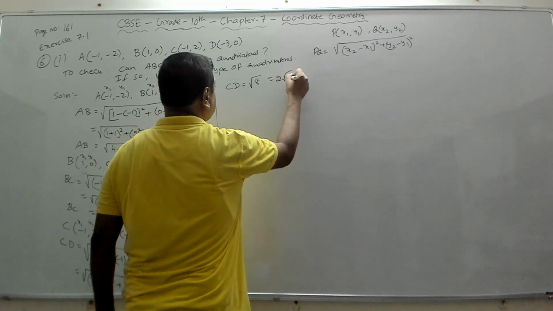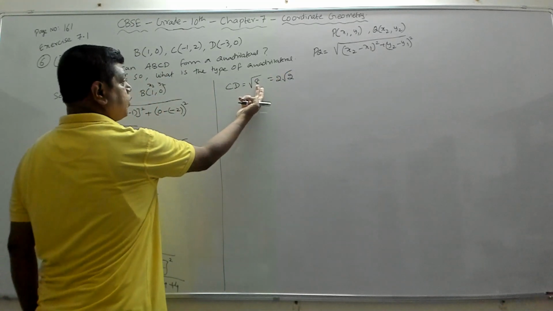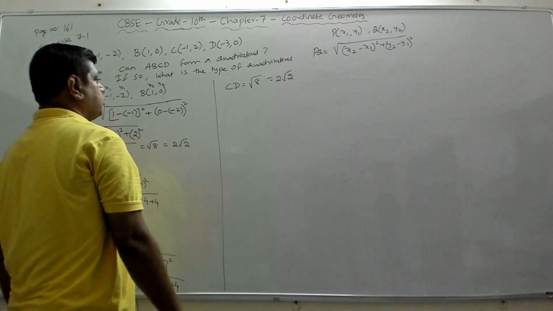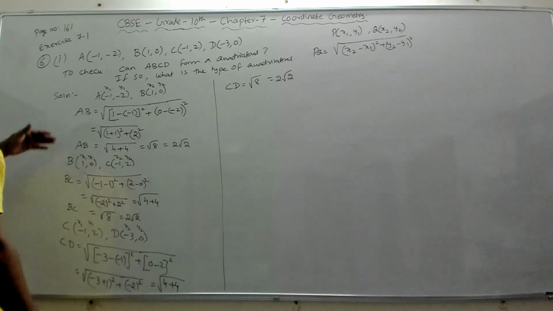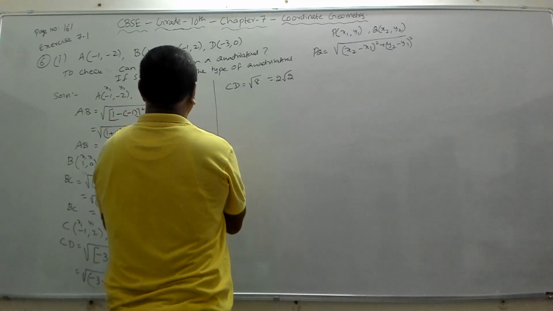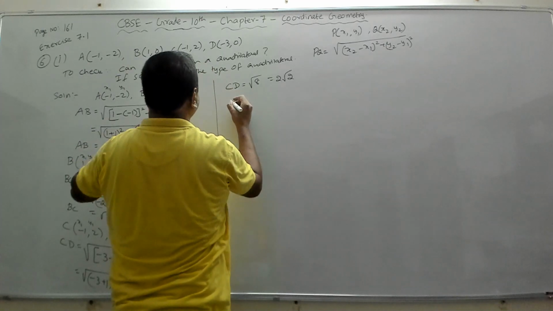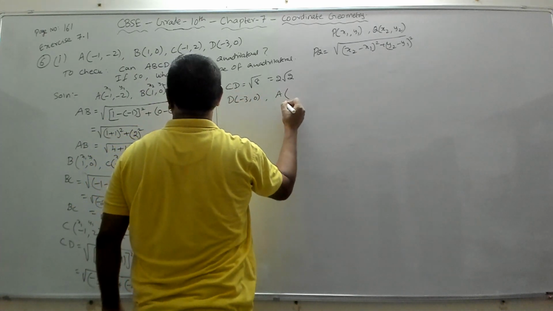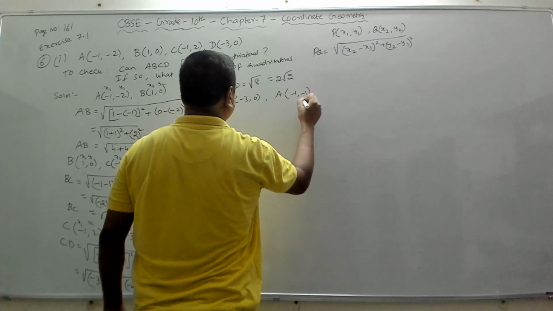Square root of 8 is 2 root 2, because you can take the 4 out of the square root, and when 4 comes out of the square root, it becomes 2. So 2 root 2. So we have found AB, BC, CD. Let's find our DA. D is (-3, 0) and point A is (-1, -2).